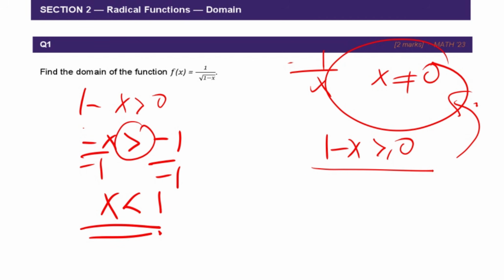Now the domain comes in like this. So the domain will be starting from negative infinity all the way to 1. 1 should not be included, because the moment I include 1 here, it will be 0. In the square root, 0 is okay, but 1 over 0 is undefined. So 1 is not included, all the way to negative infinity. That is my domain. It's making sense, right?